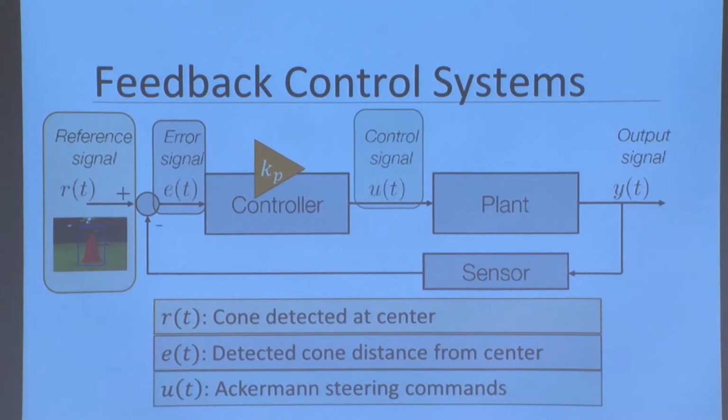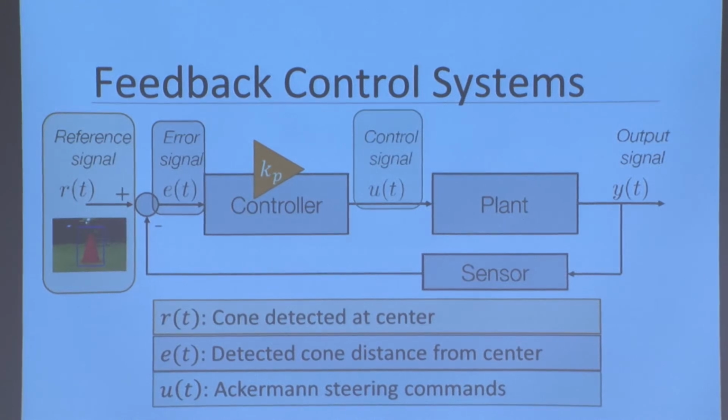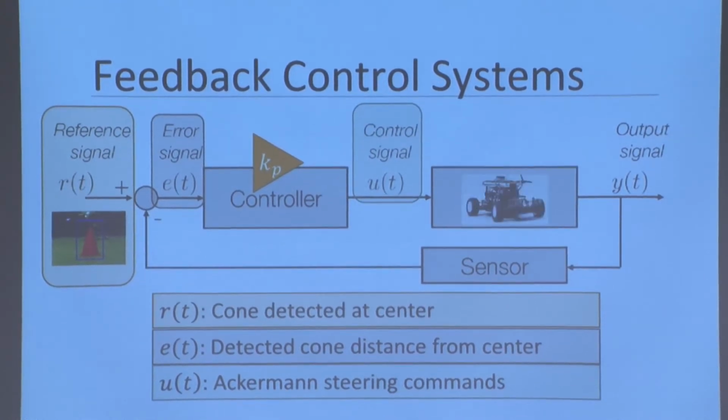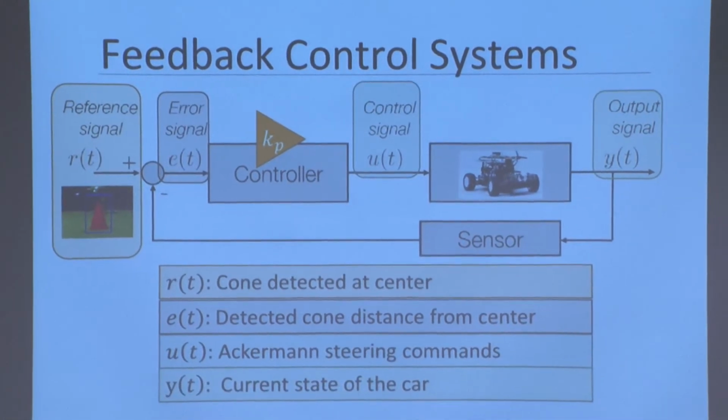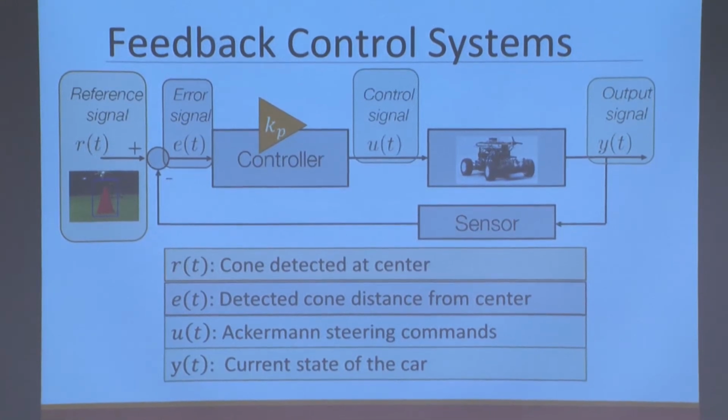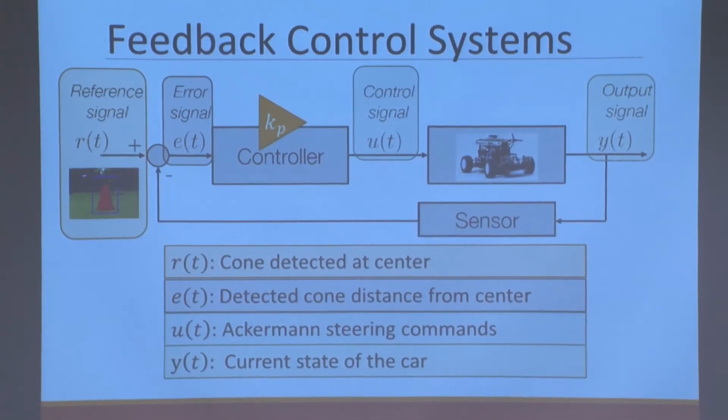And then you have the Ackermann steering commands. So what is the turning angle and what is the speed we want it to do? And the plant is going to be our race car. And the output's going to be the current state of the car. And we're going to estimate that with our video image.